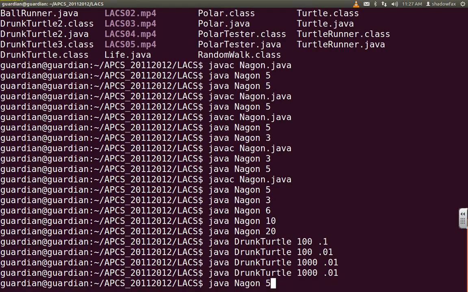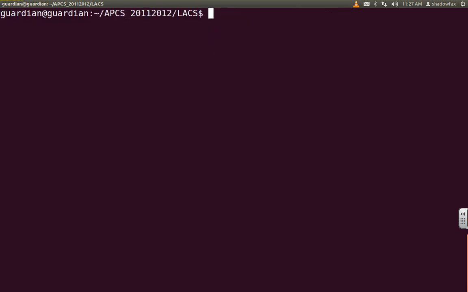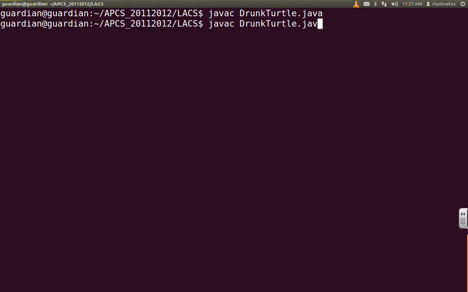All right, let's Java C this thing. Where's my Java C? Do I have a Java C for drunk? I don't. All right, clear. Java C DrunkTurtle.java. And then run it. Now remember, now it has 3 args inputs, right? The first one is the angle. The next one is the number of steps, let's say 1,000. And the size of each step, I don't know, 0.1.